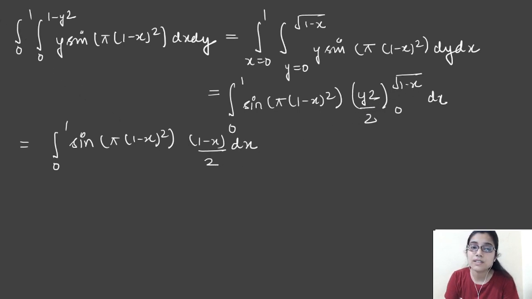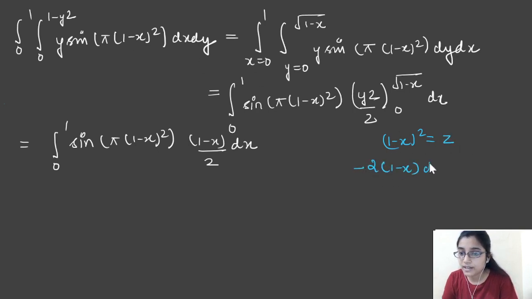Now for simplicity, we'll take this problem as a substitution problem, and we will choose 1 minus x whole square equals z. Okay, this is going to be a z variable. And now 2 times 1 minus x with a negative sign, dx is equal to dz. So we'll get 1 minus x dx as minus dz by 2. Keep all the things over here.